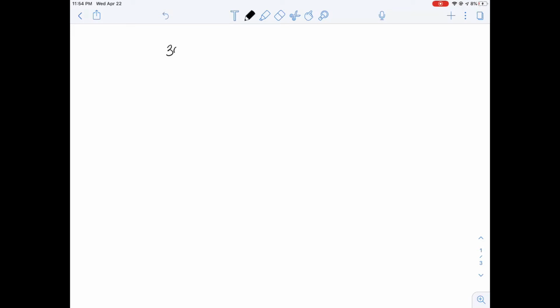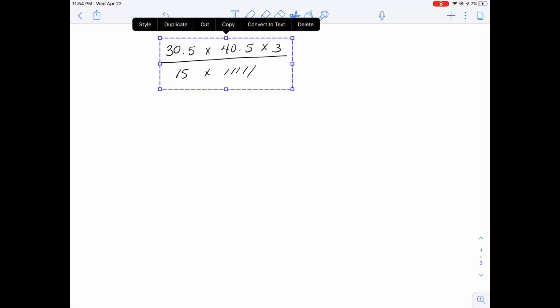Let's do a quick review on putting numbers in the calculator. So if you have these numbers, 30.5, 40.5, we'll do a 3, divided by 15, and divided by this 11,111 number. Let's put it in the calculator correctly.